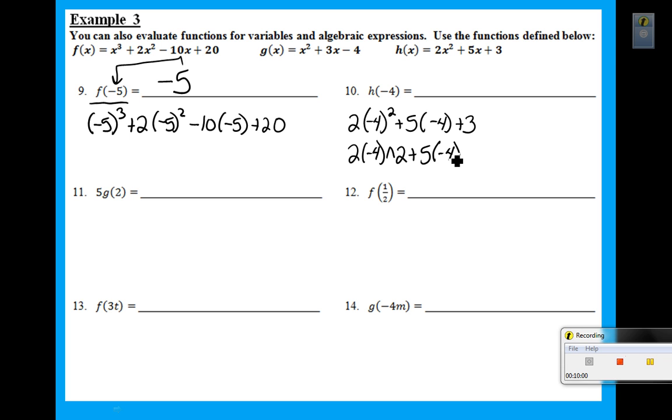You can use parentheses because that calculator understands what to do with it. But if you do that, you should get 15. But that's all there is to it. Now number 11 is just a little bit different.